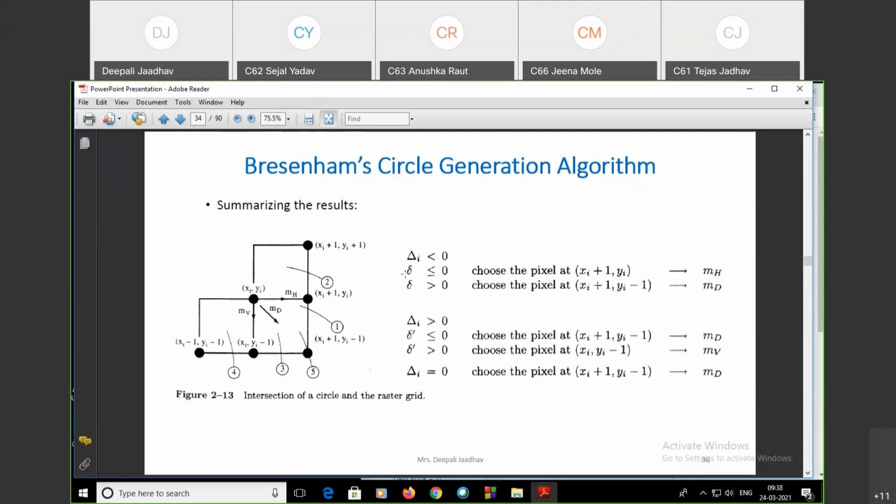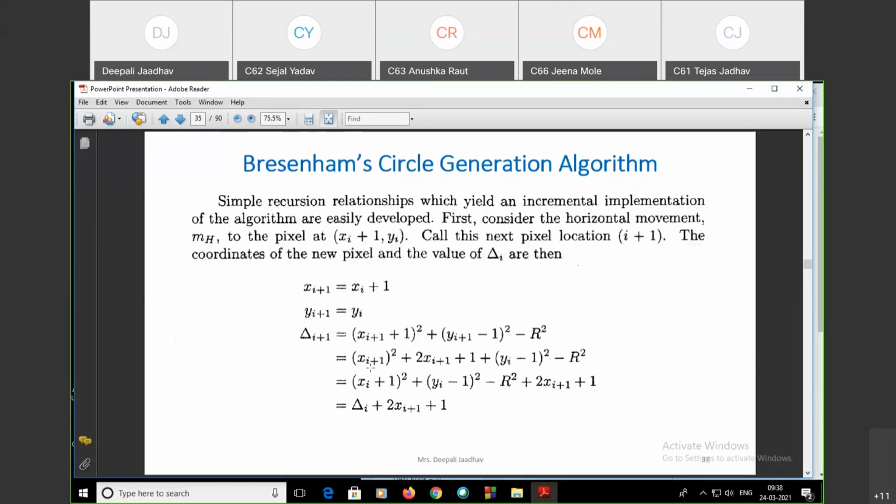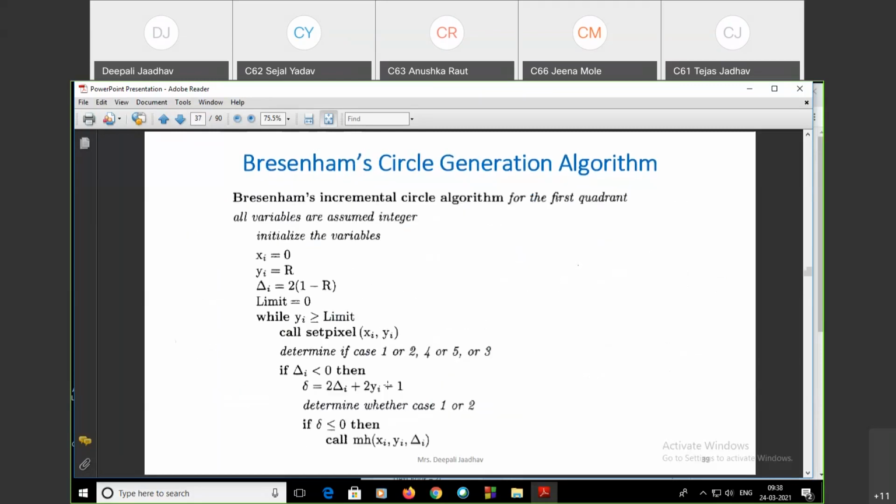So in this way we have seen the algorithm step by step. The pseudocode is available. You have to convert that pseudocode into a C program and execute it using these simple calculations. The calculations are given in the pseudocode.